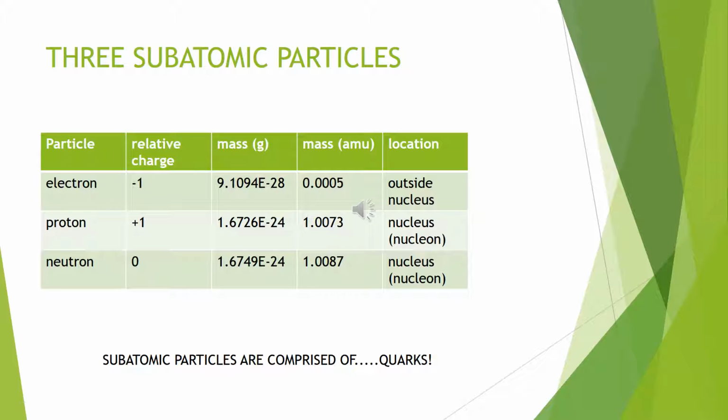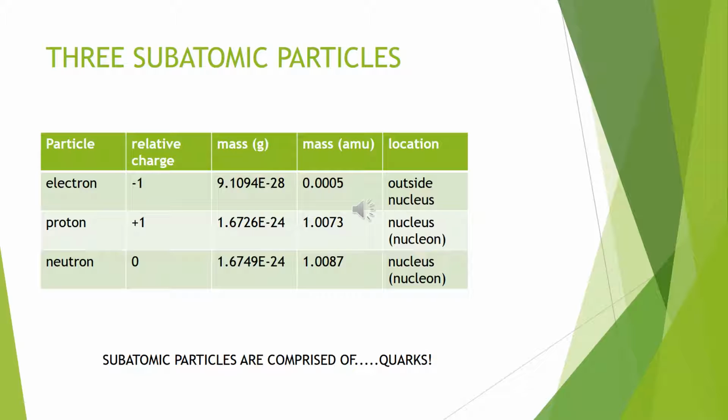Well, this is a very important table because it provides a lot of information. It summarizes the properties and characteristics of these three subatomic particles. You're going to be hearing a lot about electrons, protons, and neutrons from this point forward until the end of the year. This is the basis for theoretical chemistry. And so let's start with the electron.